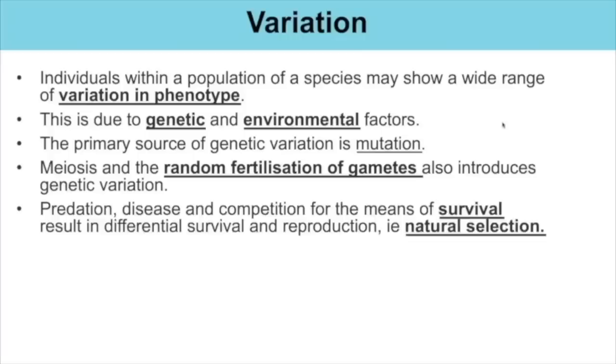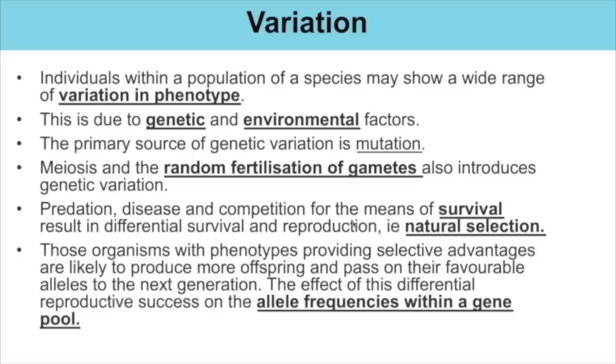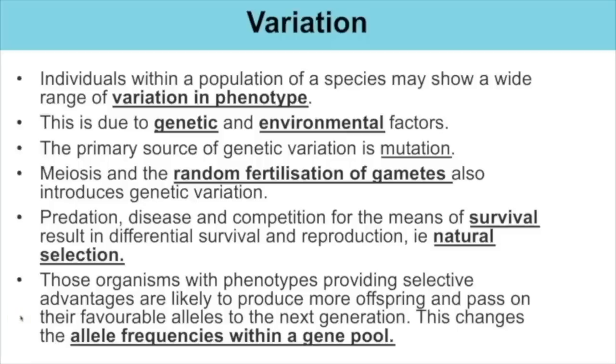Now that variation is what leads to natural selection. Predation, disease, competition are all things that are going to be driving this natural selection. As a result, those organisms with the phenotypes providing the selective advantages are more likely to survive and therefore pass on their favourable alleles to the next generation. This changes the allele frequencies within the gene pool, because whichever allele gave the selective advantage will become more frequent.